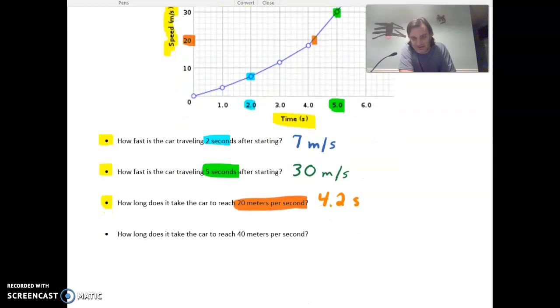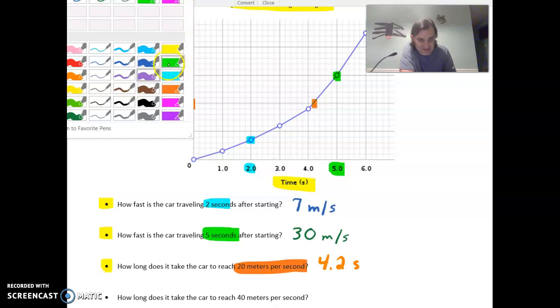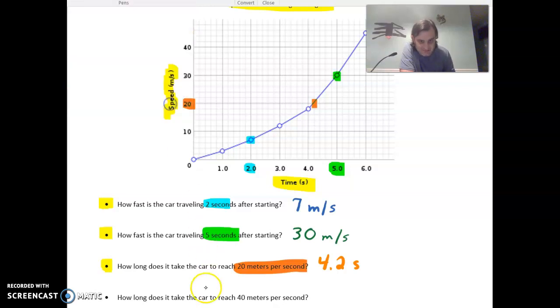Let me bring this down just a little bit to, let's see, the last question. How long does it take the car to reach 40 meters per second? I don't think that's the highlighter. Let me see if I can get the highlighters. Yeah, the highlighters. Purple. 40 meters per second. So up here is 40. I'll come over close in my head. Looks like I'm about there. I'm going to estimate 5.6 seconds.